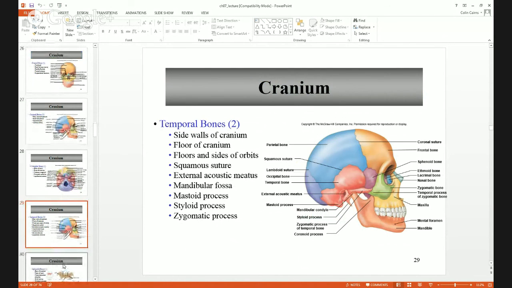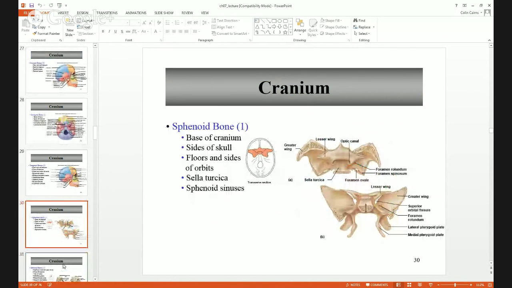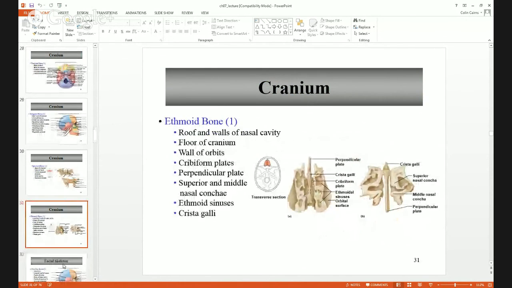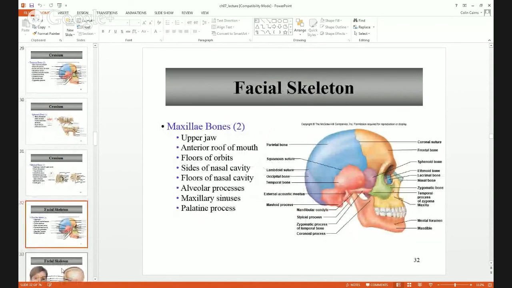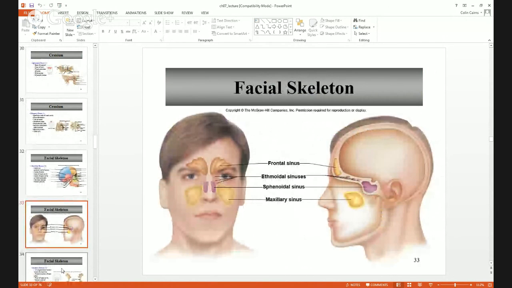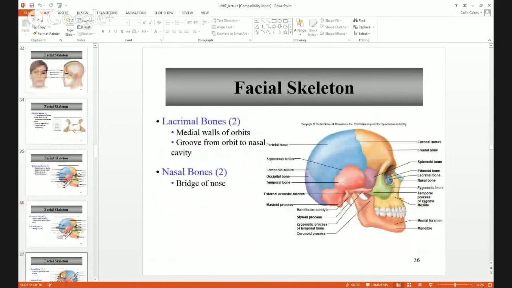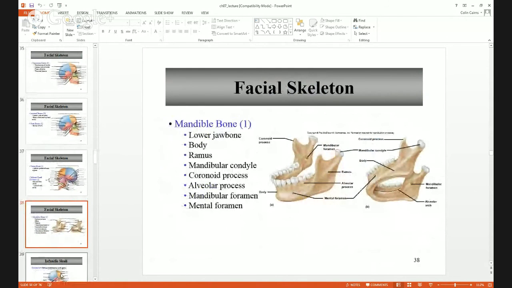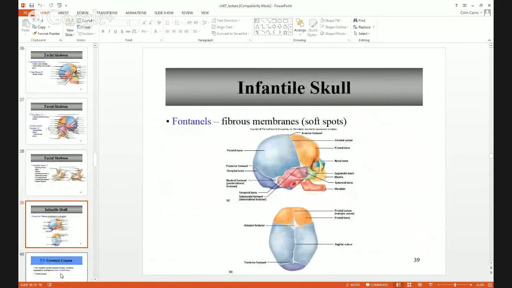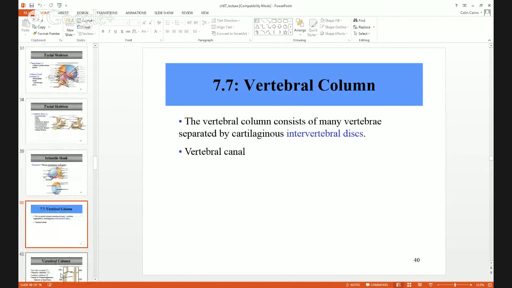And here's the cranium again. And a look from underneath. And here's some of the bones in the facial skeleton. And more of the facial skeleton. I'm not going to go through all these because you learn these in your lab. Should know that there are fontanelles. Eventually everything closes up and forms sutures.